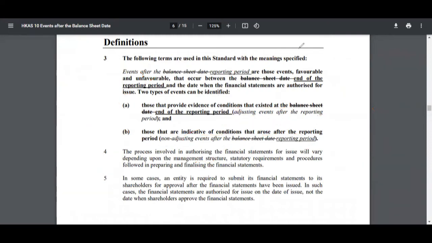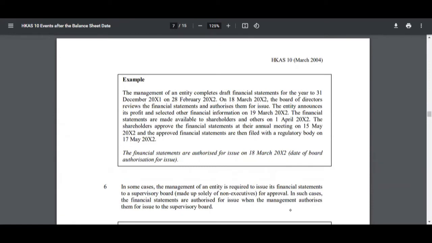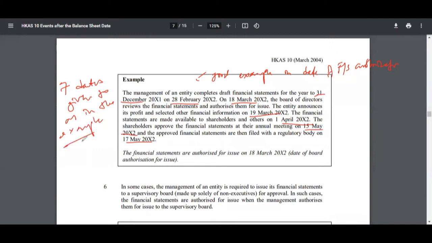Let's move on. So for example, this is a very good example on date of financial statements authorization. If you just take a quick look at this example here, you see there are tons of dates. So I'm just highlighting the dates here. If I count, 1, 2, 3, 4, 5, 6, 7, there are 7 dates given to us in this example. Now, what do you do with these 7 dates, right? There are so many dates. The question is basically asking you when the financial statements were authorized, right? Or the date of authorization.